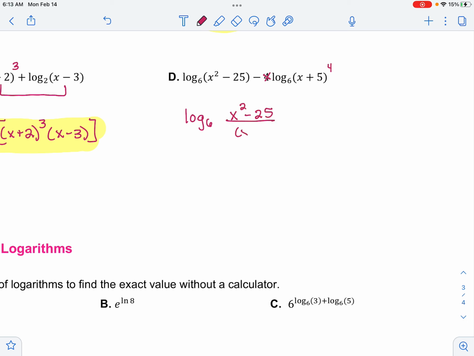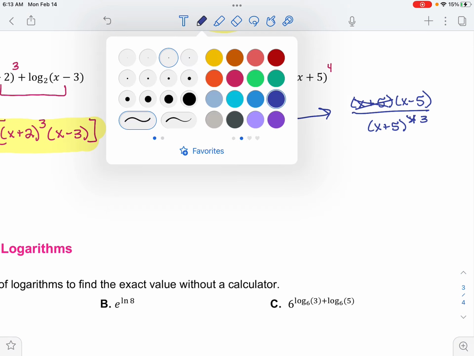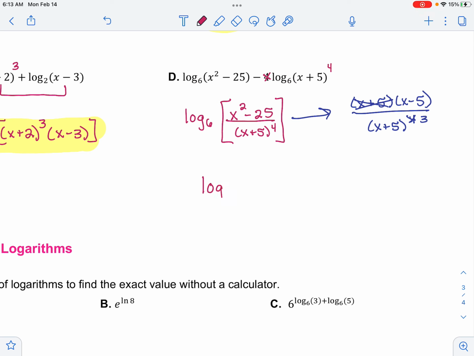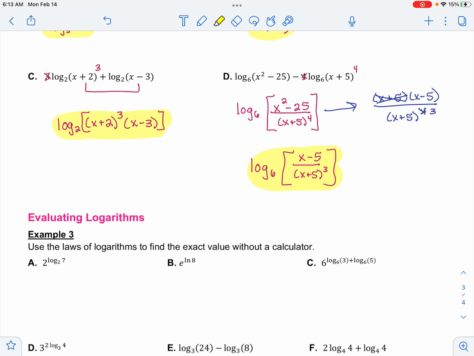Now what you should notice here is that we can actually simplify this argument. If you can simplify an argument, you can go ahead and do that. So I'm going to factor the top into x plus 5 times x minus 5. And then I've got x plus 5 to the 4th on the bottom. So I can cross out the x plus 5 on the top and make that x plus 5 cubed. And so my final answer is going to be x minus 5 on top over x plus 5 to the 3rd on the bottom. All right, so that's how we consolidate.